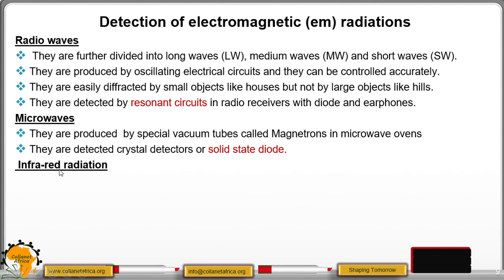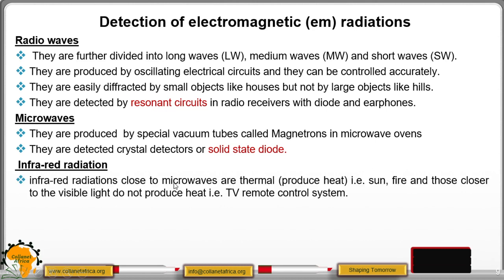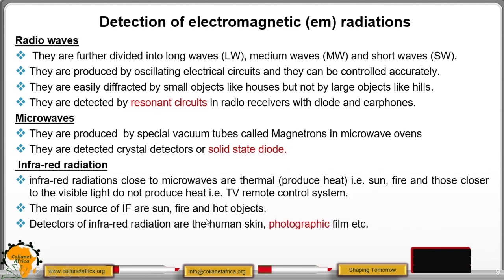Then next we have infrared. These ones, we have the ones that are very close to microwaves. These ones produce heat, and they are produced by sun, fire. But those that are close to the visible light do not produce heat. A good example is the TV remote control system. The main source of infrared is sun, fire, and hot objects.